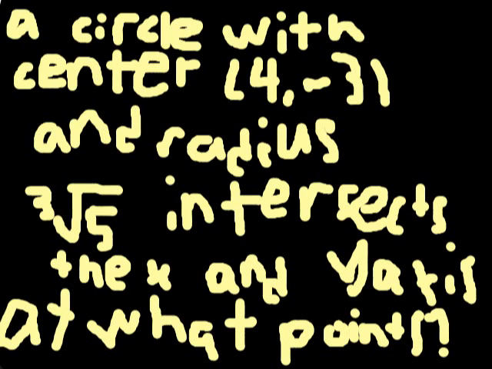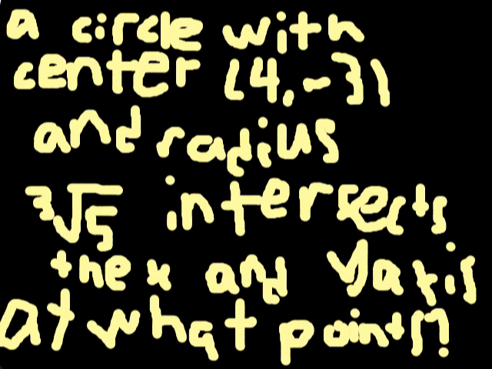Hi guys, we're going to be talking about circles, mainly circles on the SAT, the equations, and how to solve these problems on the SAT 2 subject test. So what I have on the screen is a problem that you can just write down real fast. The problem is: a circle with center (4, -3) and radius 3√5 intersects the x and y axis at what points?